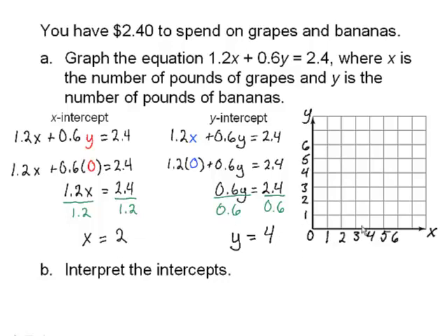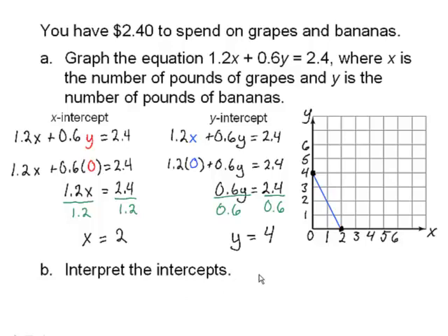Because the x-intercept is 2, plot 2, 0 on the graph. And because the y-intercept is 4, plot 0, 4 on the graph. Draw a line through the points. This is the graph of the equation 1 2/10 x plus 6/10 y equals 2 4/10.